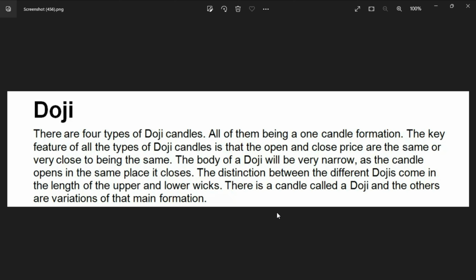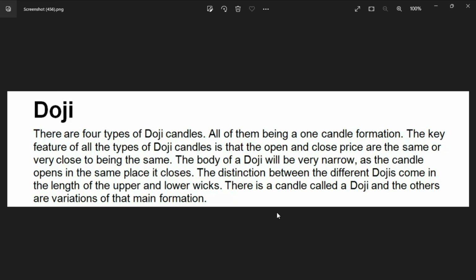So we have four types of doji, and the difference between them is that the upper and the lower wicks are lengthy. The distinction between different dojis comes from the length of the upper and the lower wicks. I said we have 4 different types. There is a candle called a doji, and the others are variations of that main formation. There's a candle called the doji candle, but we still have similar ones that look like it, which made it 4 types. We may even have 5 or 6 types of these doji candles.